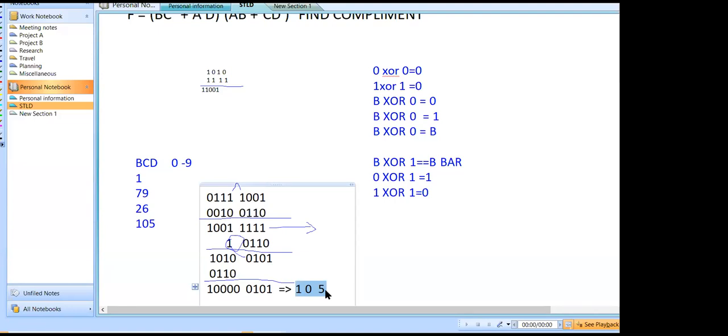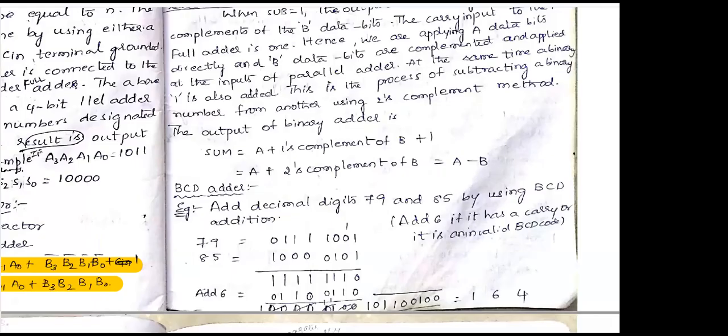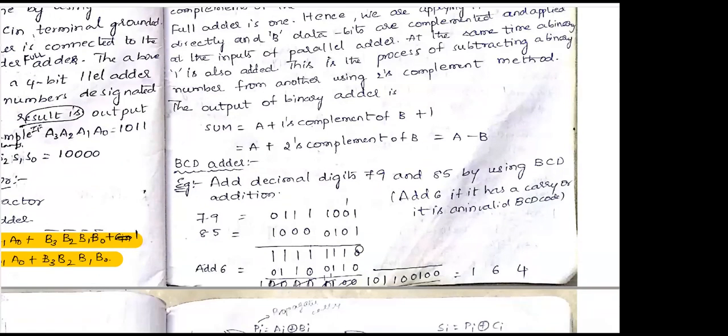Okay, now we need to design this type of circuit. We need to design the circuit which will perform the 4-bit BCD addition using full adders. That circuit is represented here. For example, 79 is added with 85. When you perform this addition, the sum is greater than 9. Therefore, we have taken a correction of 6.